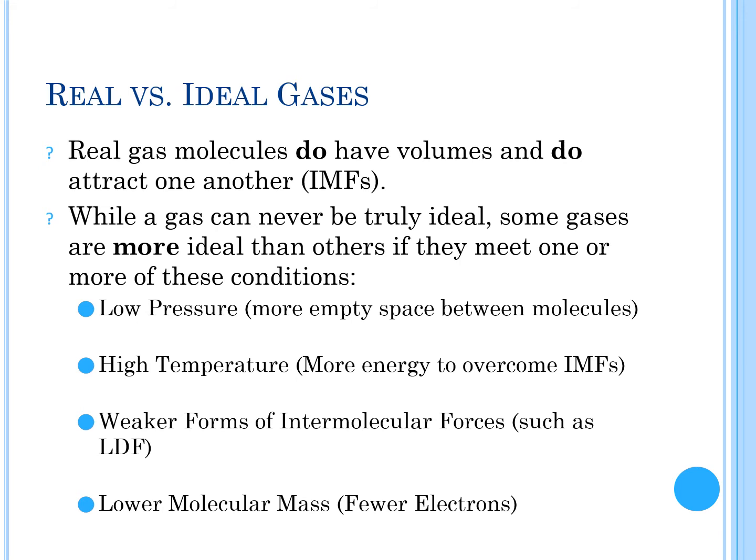Our most ideal gases are going to be hydrogen and helium. The very small, very few electrons, equal sharing of electrons, low molecular mass. So all those pieces come together. Hydrogen and helium are the most ideal gases we have, but in absence of those gases, being at low pressure, high temperature will also make a gas behave in a more ideal manner.